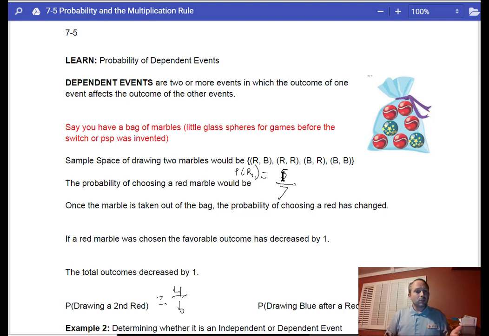Now, if we draw a blue after a red, that would be 2 out of 6, because the blue marble hasn't changed. It's still 2, but now it's out of 6 because one of the marbles has been taken out. Now the probability has changed. It's not out of 7 anymore. It's now out of 6.